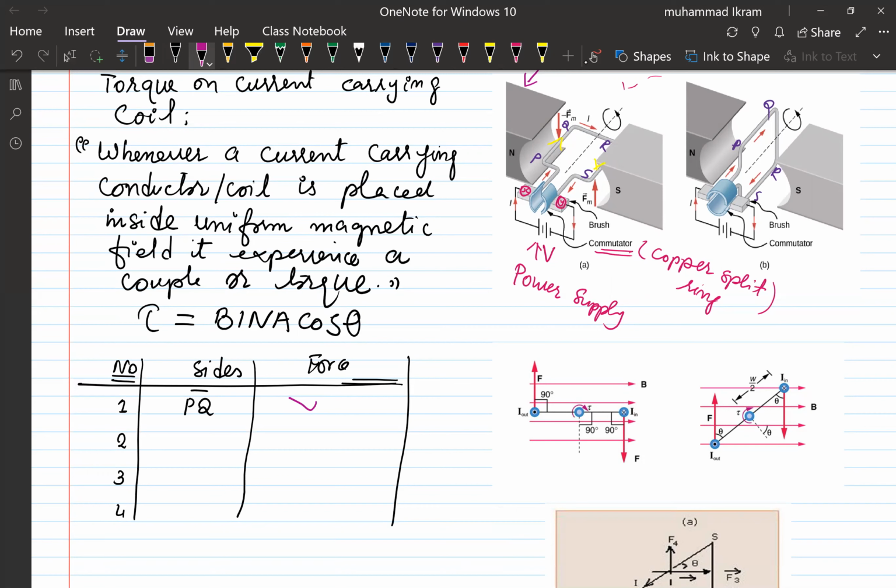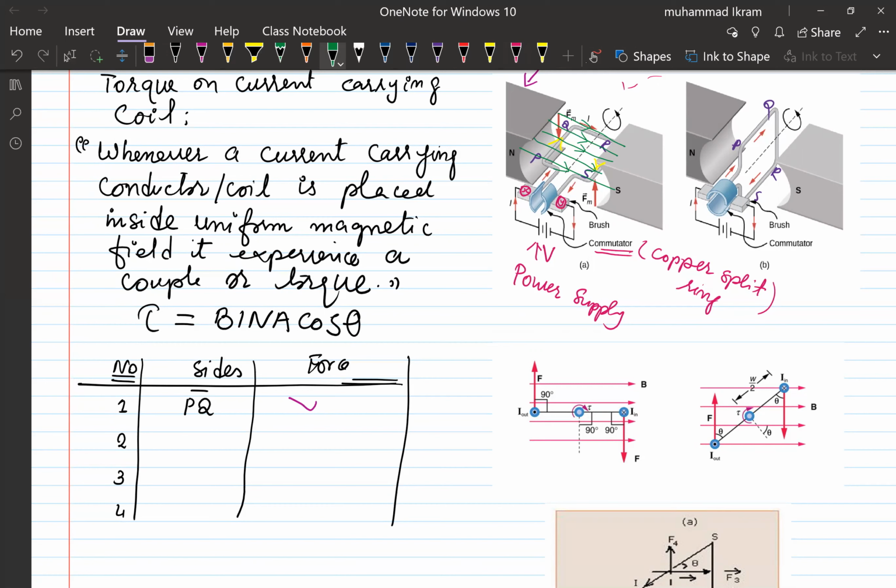Fleming's left hand rule, the force on a current carrying conductor, then you see here. Look, the direction of the magnetic field is in this direction, as you see. And if you apply the Fleming left hand rule, what will be the direction of the current on this segment of the coil? You see, as the current is going this way, there will be a force, and the force will be in the upward direction.